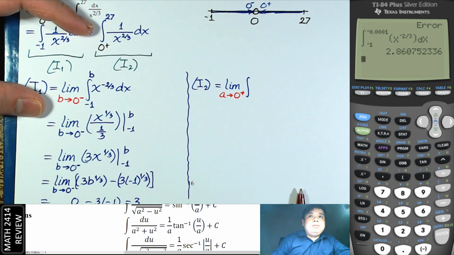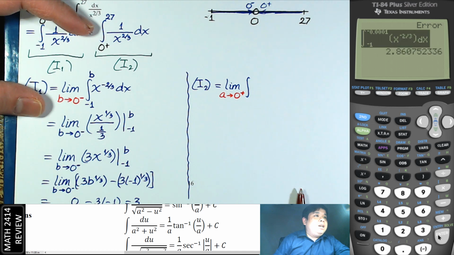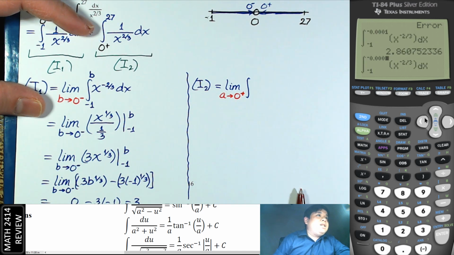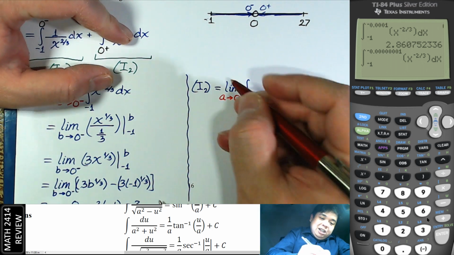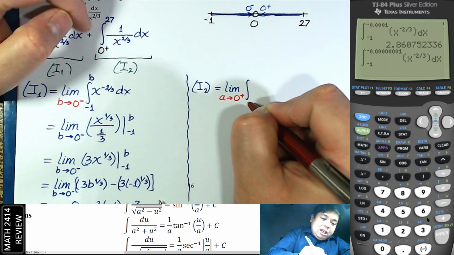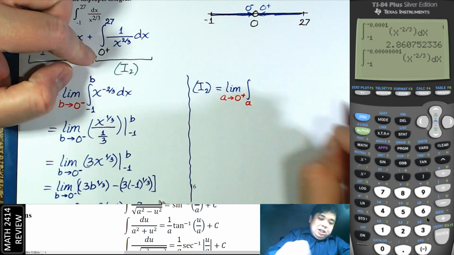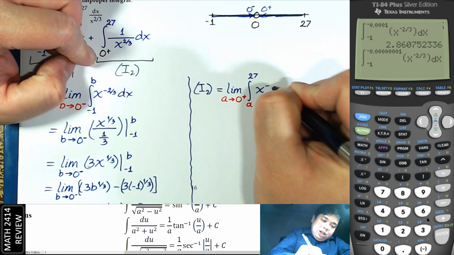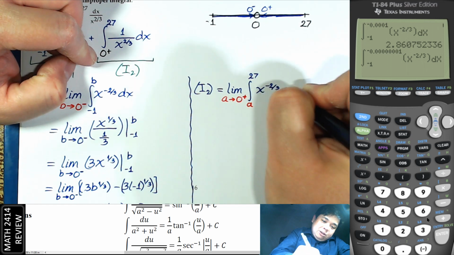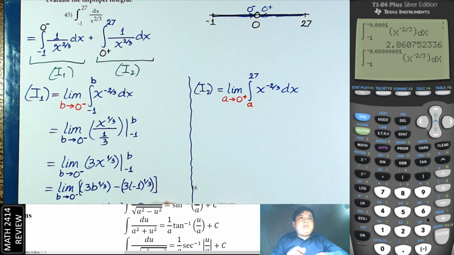Well, it's not 3 yet, but it's close. How about closer to 0? Right, let it run a minute. So this time the lower limit is a, going to 27. We still have x to the negative 2 over 3 dx. Right, so most of this is still the same.